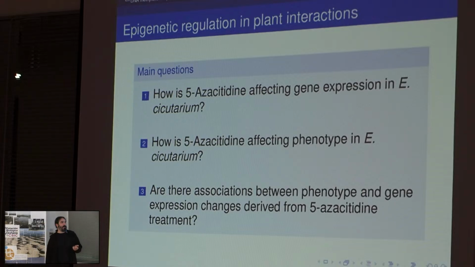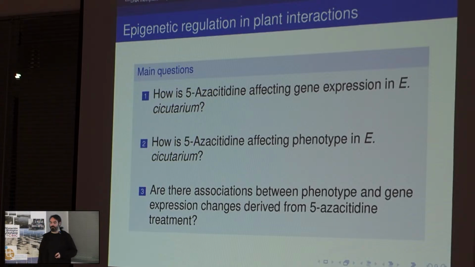For example, we set up an initial transcriptomic experiment, just to see the effect per se of azacitidine in Erodium cicutarium, the herb that I used in the other experiment. We were interested in the gene expression differences between control and azacitidine-treated plants. We also were interested in how it's affecting the phenotype of this plant, and eventually if there were associations between phenotype and gene expression changes derived from this treatment.